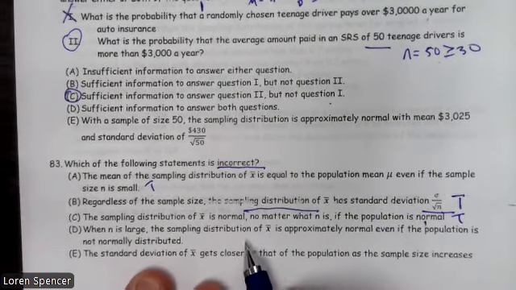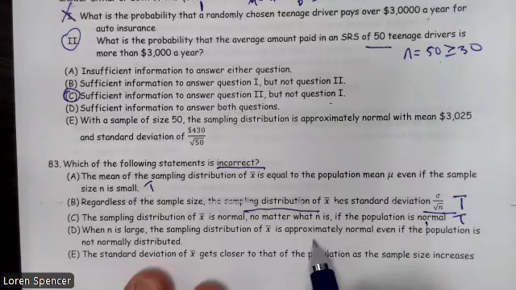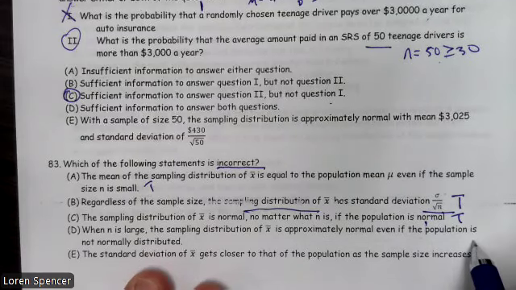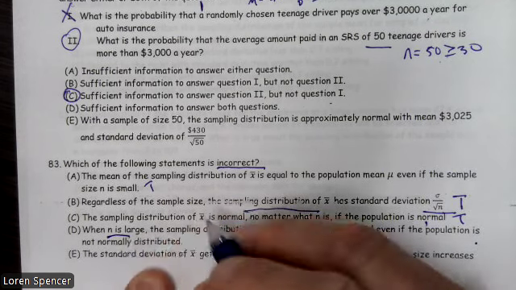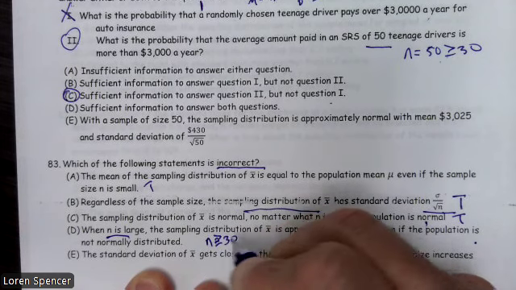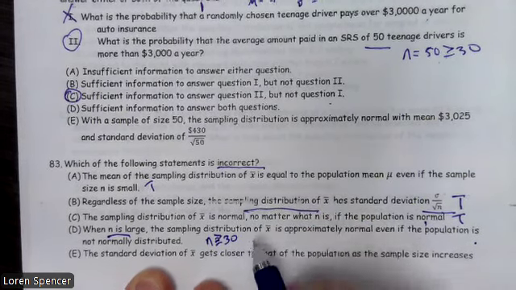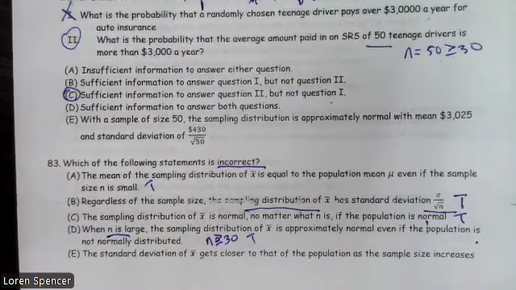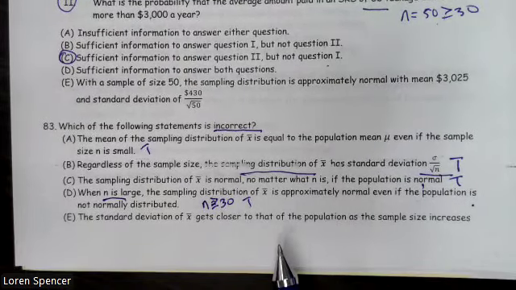When n is large, the sampling distribution of X bar is approximately normal, even if the population is not normally distributed. They said n is large. I prefer them to tell me that n is greater than or equal to 30, but that sounds pretty good. That sounds pretty true. So we'll look and make sure that it's not a better choice.